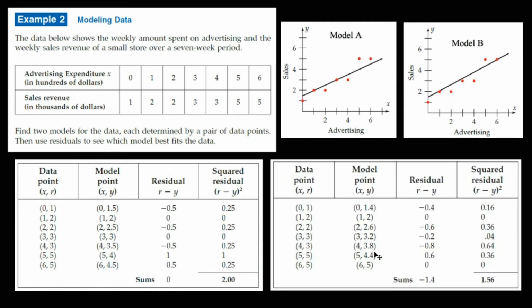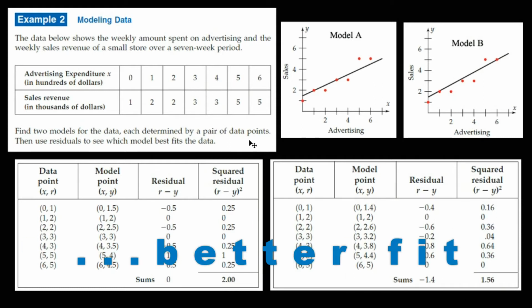Now here is our table of residuals for Model B. Notice there are 4 residuals that are negative, representing these 4 points below the line, and there is 1 residual that is positive, representing this 1 point above the line, and then there are 2 residuals that are 0. The 2 residuals that are 0 represent the points that our line goes through, so the distance between the point and the line is 0. Now the sum of the squared residuals is 1.56. And because this sum is smaller than the sum in Model A, we know that Model B is the best fit through this set of data points.